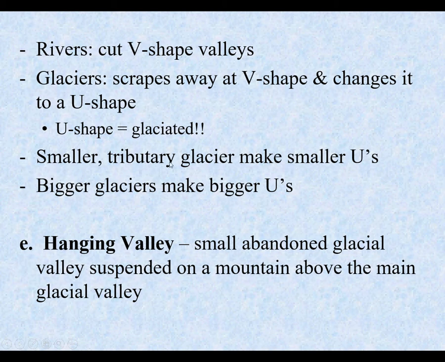So as it kind of moves, we get more and more ice. And so what ends up happening is it's just like a river. We have small tributary glaciers that feed into bigger glaciers. If we have a glacier that cuts off one other glacier, it creates what's called a hanging valley.